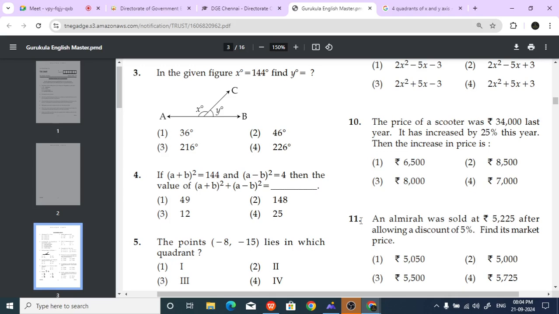Okay. You can find it from the options also. You can go back and find the answer.